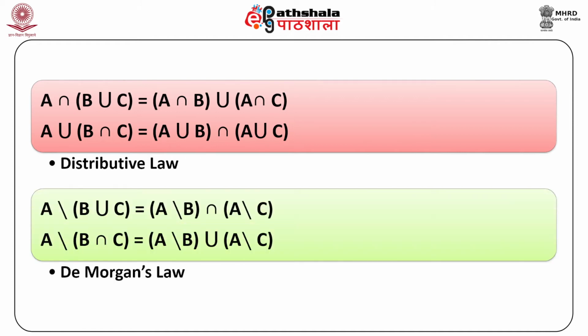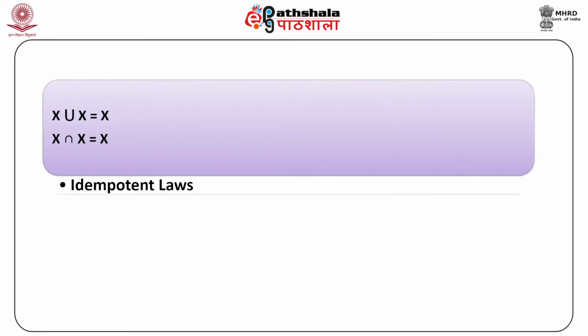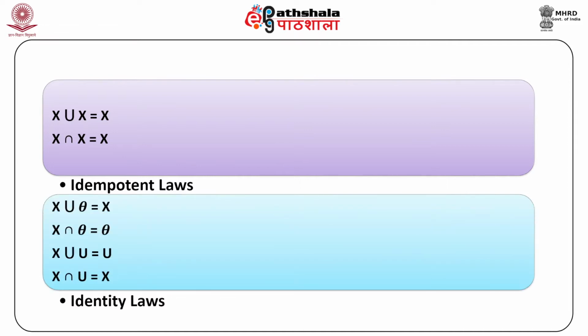De Morgan's law. A oblique (B union C) is equal to (A oblique B) intersection (A oblique C). A oblique (B intersection C) is equal to (A oblique B) union (A oblique C). Next is idempotent laws. X union X is equal to X and X intersection X is also equal to X. Then identity laws.